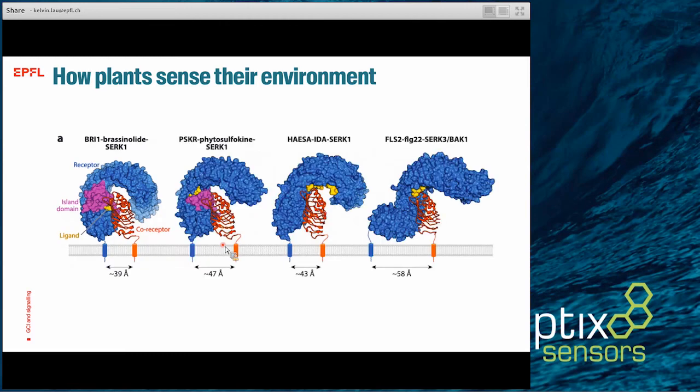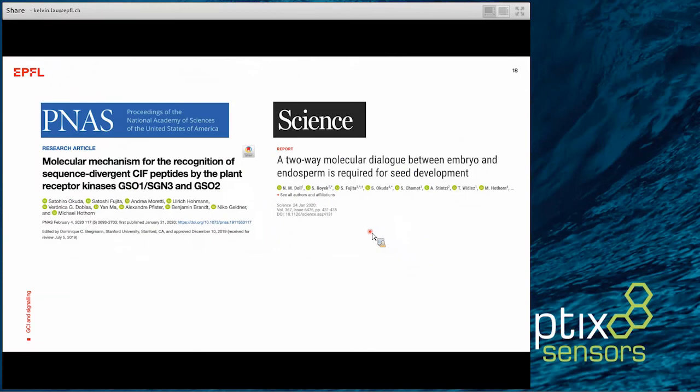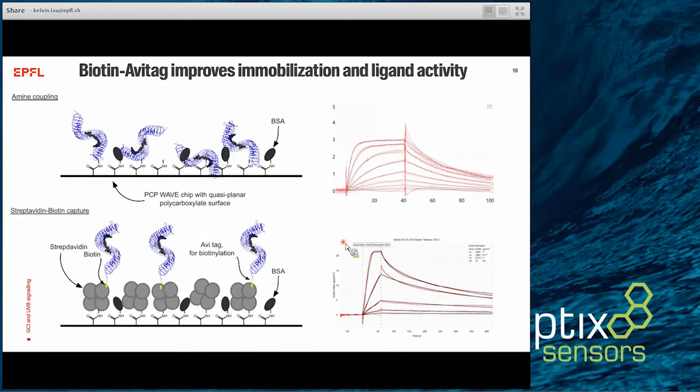After we could show this interaction, we wanted to move our analysis further using other receptors, and in this case now with peptide ligands. And that's what Satohiro did in these two publications that show off the work that was done on the Creoptix WAVE, one in PNAS and one in Science recently. And I just wanted to show off something in the beginning.